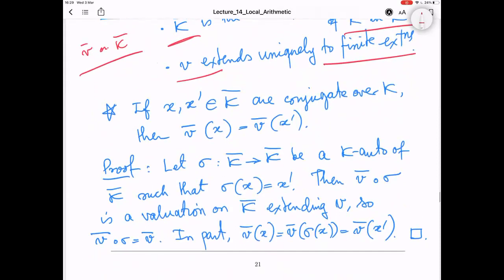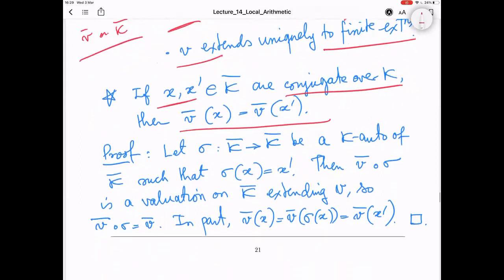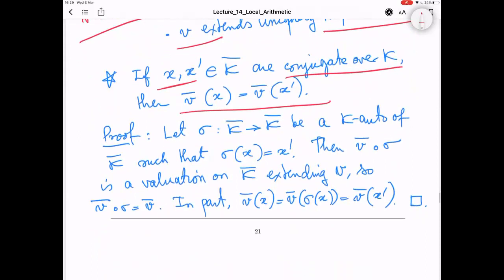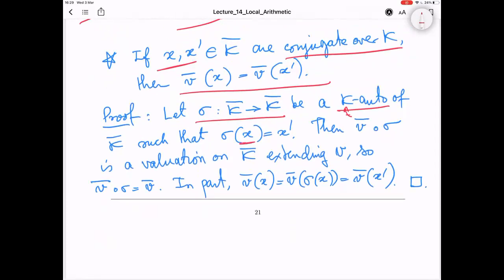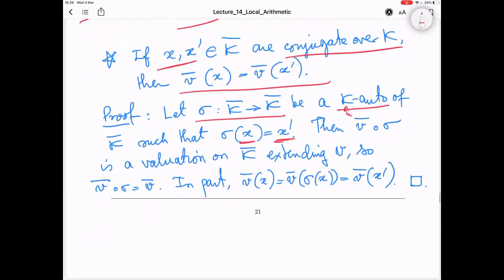Now, if I have two elements of K bar, which are conjugate over K, then V bar of X is equal to V bar of X prime. Okay, how do I check that? They are conjugate means that there is some K automorphism sigma, an automorphism of the field K bar, leaving the subfield K fixed pointwise, which takes X to X prime. That's what it means for them to be conjugate over K, right?